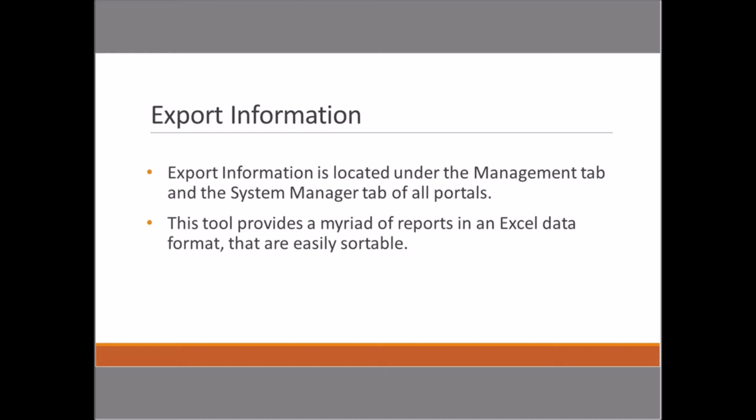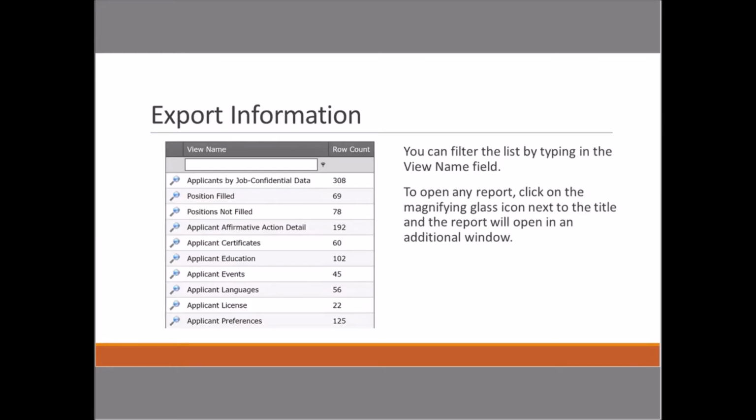This tool provides tons of report options that can be put into Excel. So then you can easily sort them and work with that data a little more easily. Okay, so when you go to any of those export information menus, it looks like this. And depending on which portal you're on, the reports you're going to see are going to be a lot different. So right now, this is a sample of the jobs portal, some of the reports that show up there.